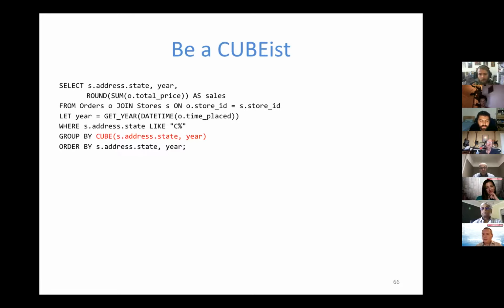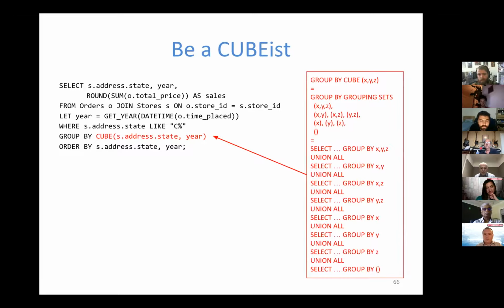You can roll up by multiple dimensions, in contrast with the rollup modifier we discussed earlier, which can only roll up by a single path through the dimensions. If we look at the cube expansion on the right, we'll see that given n elements, it produces 2 to the power of n grouping sets. For 2 elements, it would produce 4 grouping sets, and for 3 elements, 8 grouping sets, and so on. Recall also that each grouping set is logically equivalent to a union all subquery. So the cube modifier saves us a lot of typing.